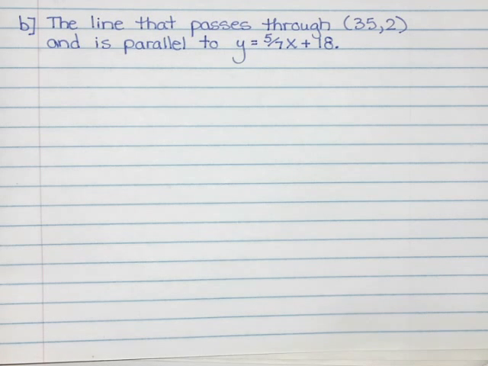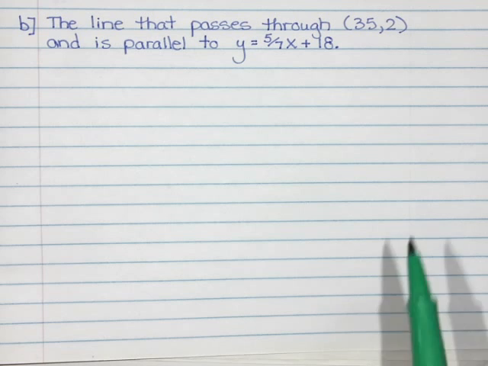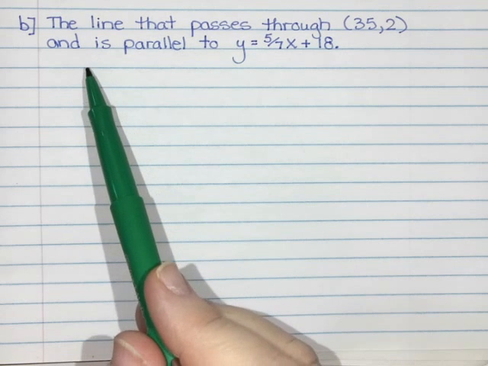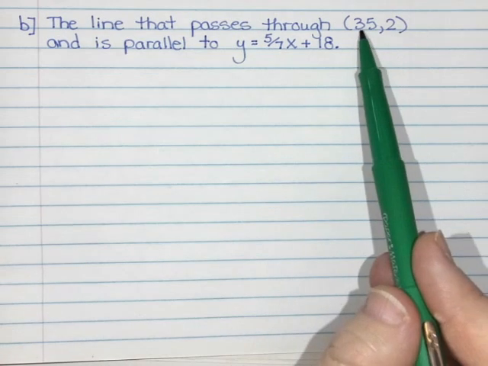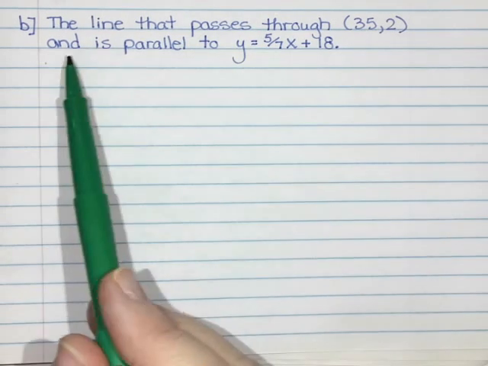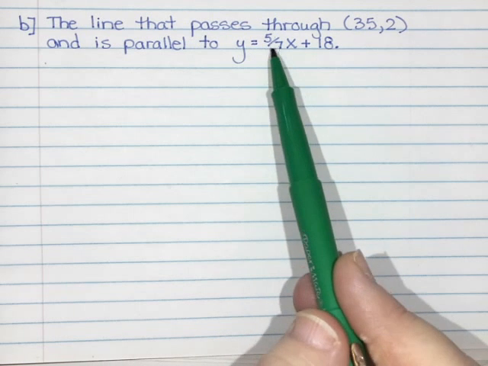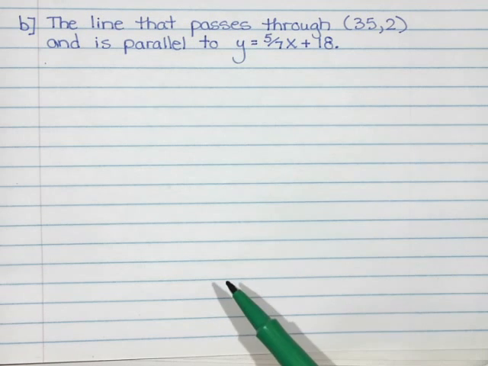This is part 2 of our lesson on equation of a line practice. We're finding the equation of some lines, and we are starting part B. Part B says we want to find the equation of the line that passes through (35, 2) and is parallel to y equals 5 over 7x plus 18.